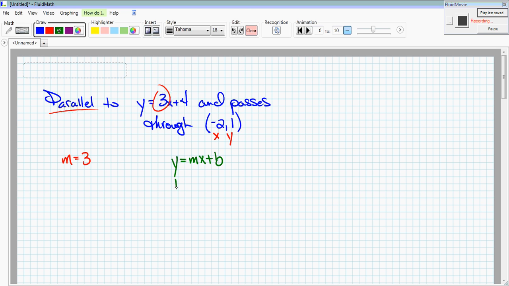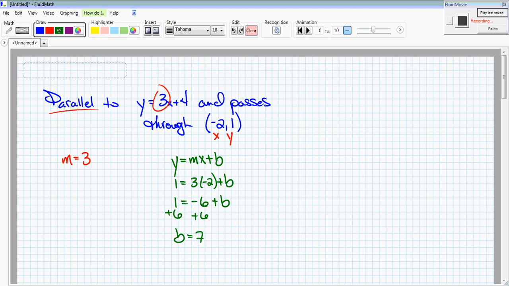The y-coordinate is 1. The slope is 3. The x-coordinate is -2. Plus b are unknown. We have to have at least one unknown in this equation. Exactly one unknown, I guess I should say. So we have 1 equals 3 times -2, which is -6, plus b. We add 6 to both sides, and what we get is a y-intercept of 7.